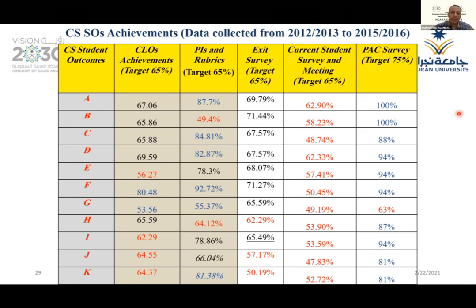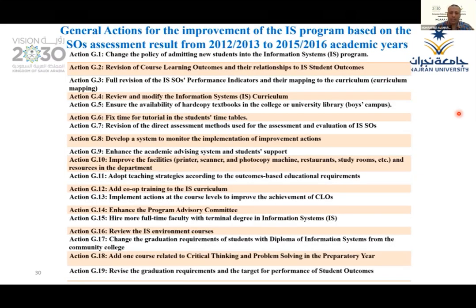Based on that, we create some actions, and this is a real action from the SSR, from our report. For example, this is the general action for improvement for the IS program, based on the SO's assessment results from the 2012, 2013 assessment cycle. We can find many actions. For example, one of them, general action number 4, was to review and modify the information system IS curriculum. And really, we implemented, we updated, and now we are in level 6 of that.